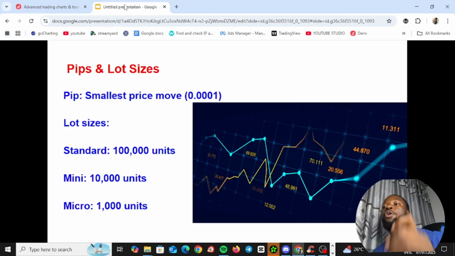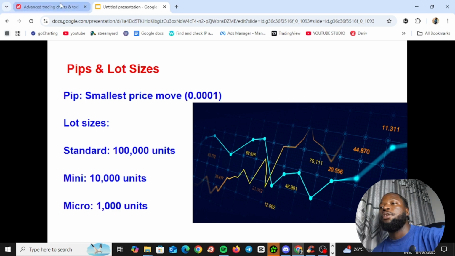Okay, which simply means for every pip, if the price moves from 0.001 to 0.002, you are going to be making $10 for each move. All right, if price moves by 1 pip with your one standard lot size, you are going to be making $10 for each move. The same thing for your mini lot size. It simply means 10,000 units of 1 mini lot size, which is 0.1, and you're going to be making $1 for each move of the candlestick.